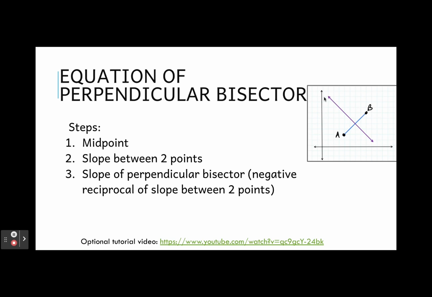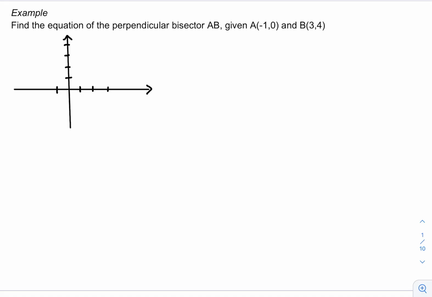Now we're going to have the slope of our line, and we're going to have a point which is on our line. So using those two pieces of information, we'll be able to find the equation of our perpendicular bisector. Let's try an example. Example 1. Find the equation of the perpendicular bisector AB given that A is (-1, 0) and B is (3, 4). So I did a little graph.